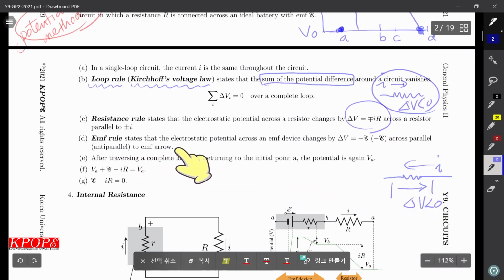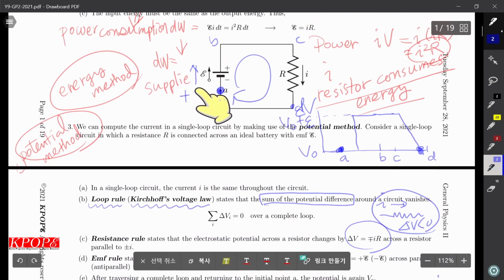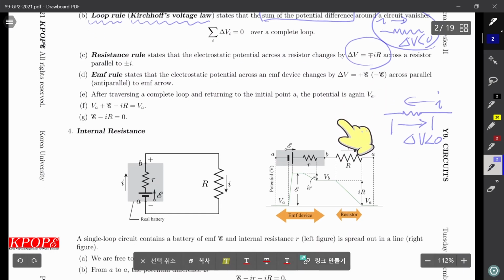The EMF rule states that the electrostatic potential across an EMF device changes by plus or minus E. If you travel along this direction, it is plus E. If you travel in the opposite direction, your change in the potential is minus E. After traversing a complete loop and returning to the initial point, the potential is again the same. All right.